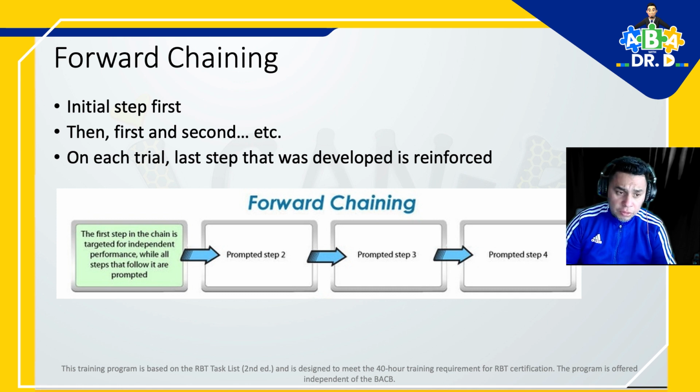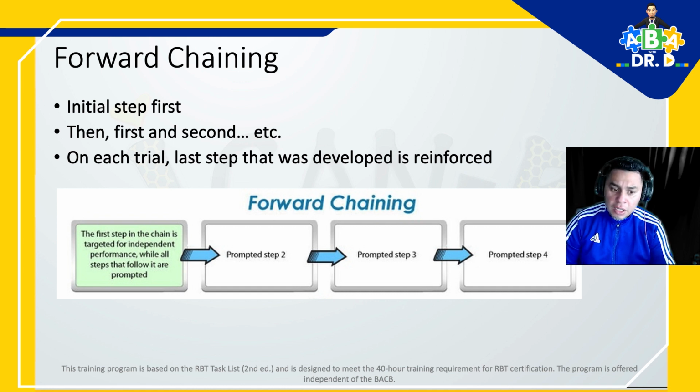Okay. A quick review for those that know about forward chaining. For those that don't know, forward chaining is basically going from the first step of the sequence to the last step. You're going to target initially the first step, then first, second, etc., and then on each trial, the last step that was developed is reinforced.